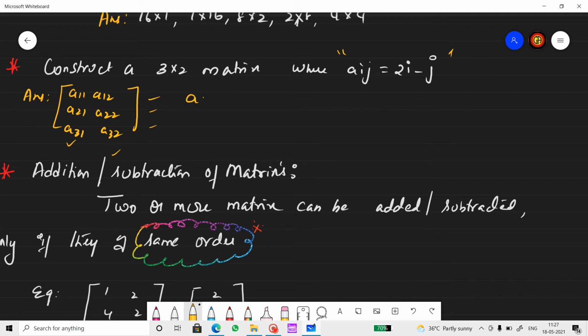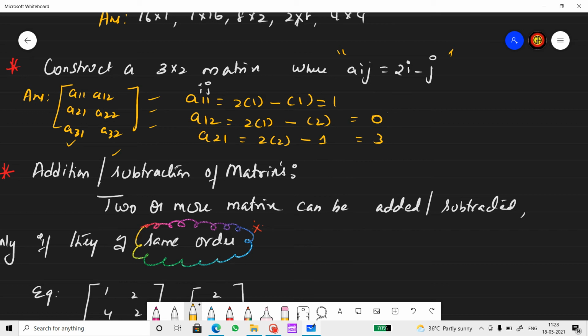Alright, so A11 means 2 into 1 minus 1. Remember, this is i and this is j. So I'm just substituting i and j in the respective places. So the answer is 1. Then A12, 2 into 1 minus 2. So that means 0. So A21 now, that's 2 into 2 minus 1. So that's 3.